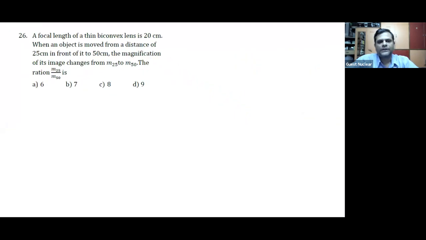Focal length of thin biconvex lens is 20 centimeter. Okay, तो ये biconvex lens है, इसका focal length 20 centimeter है, ठीक है. When an object is moved from a distance of 25 centimeter in front of it to 50 centimeter, the magnification of its image changes from M25 to M50. Then the ratio of M25 to M50 is to be found out.